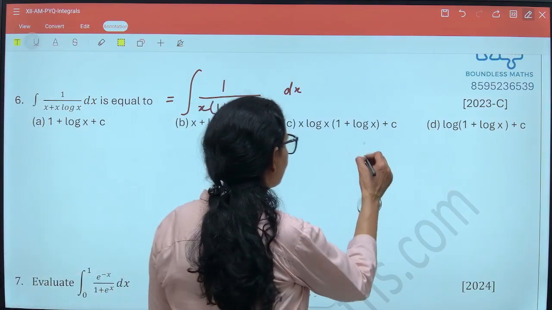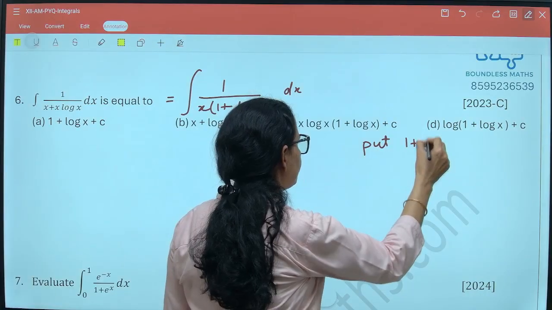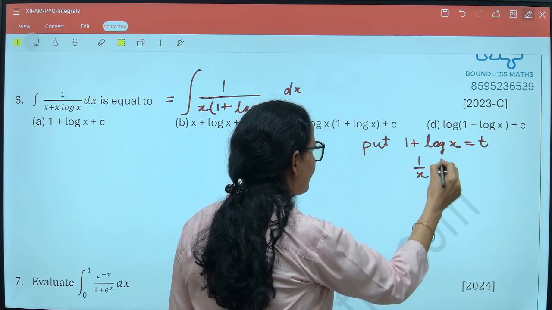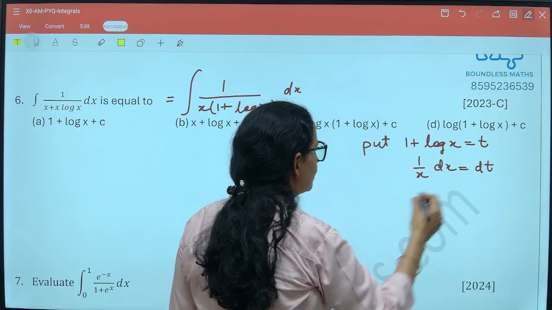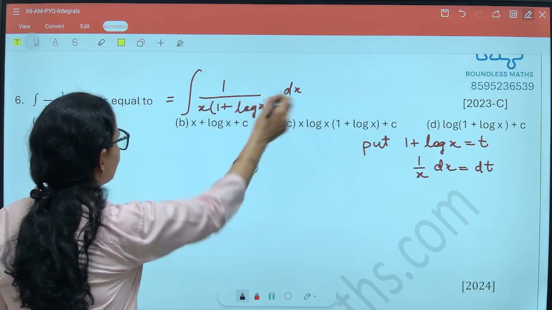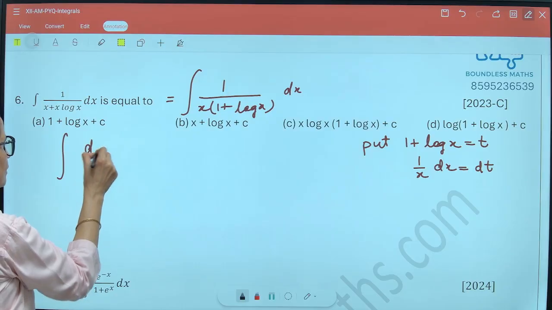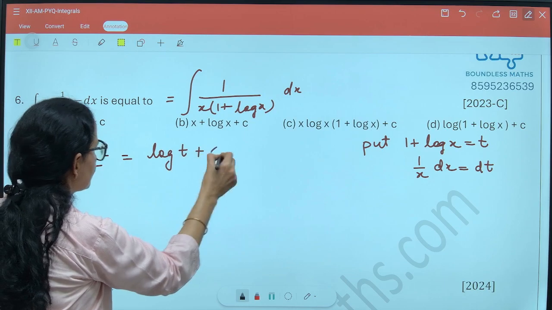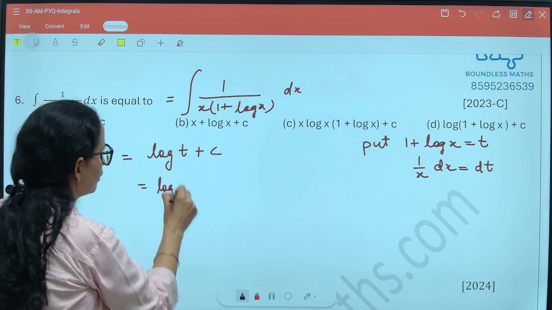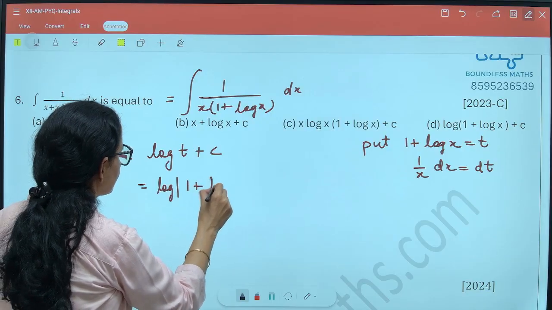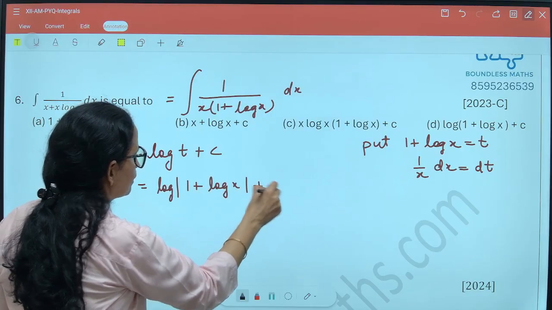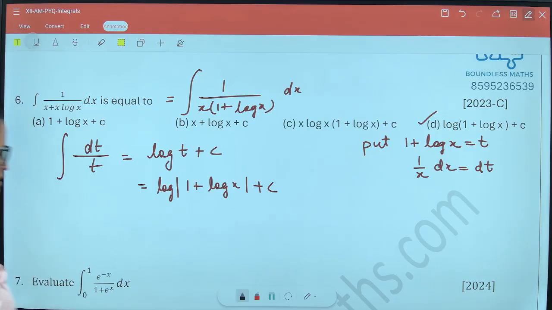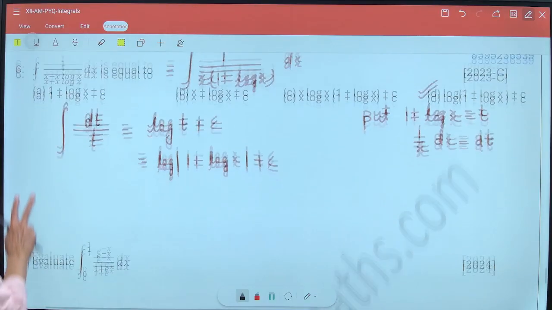So that means if you put 1 plus log x as t, the work gets easier, 1 by x dx becomes dt. And let's see, we have 1 by x dx, so the question becomes dt upon t. The integral is log of t plus c. This means log of 1 plus log x plus c. So if you look at option D is the correct answer. Easy? MCQs are easy. Don't complicate them.